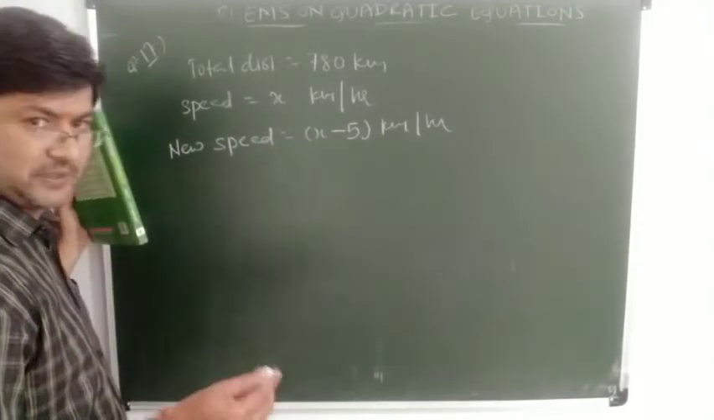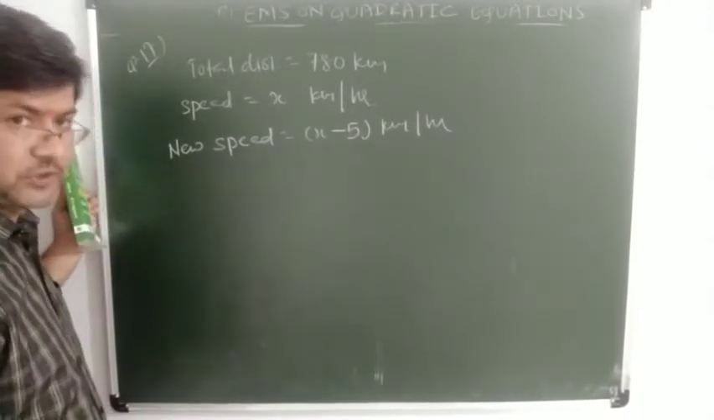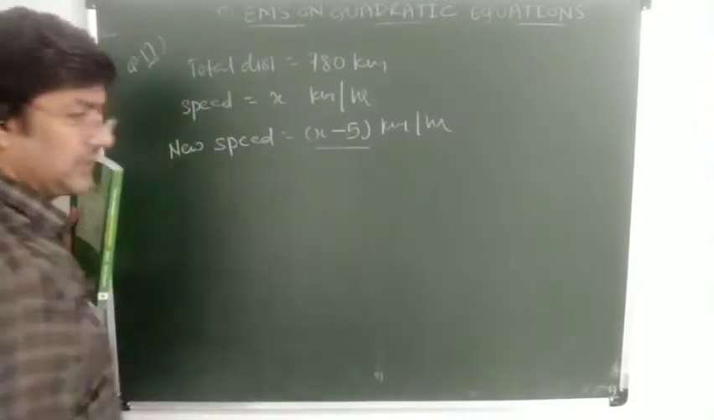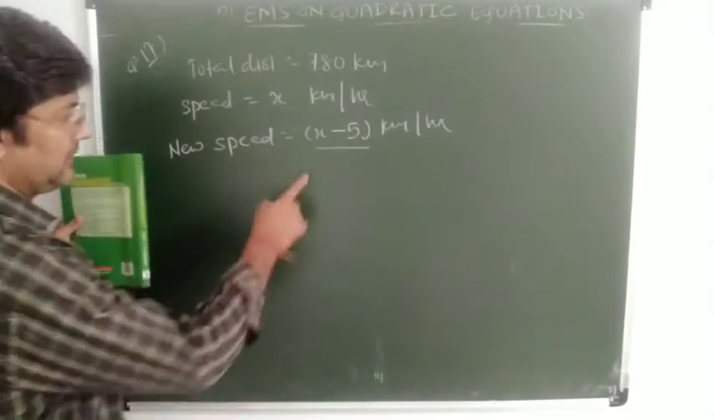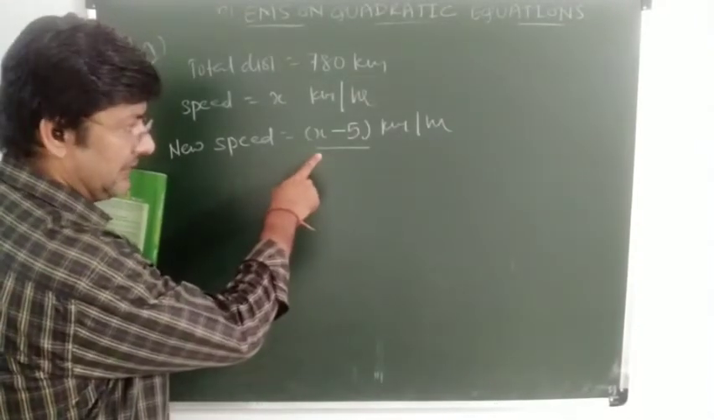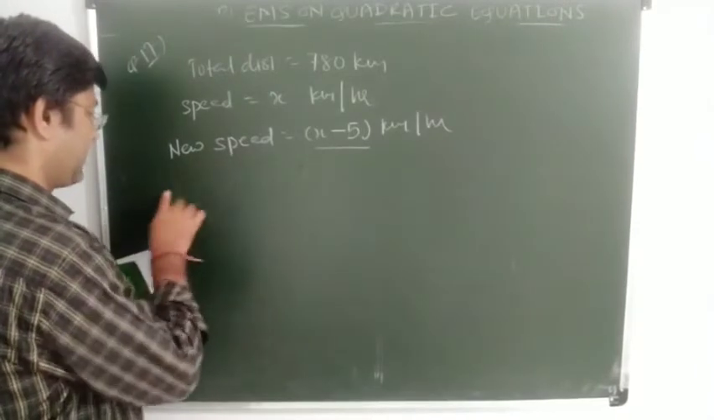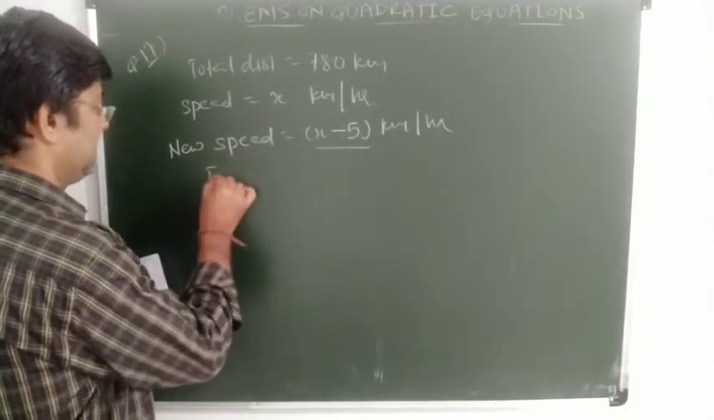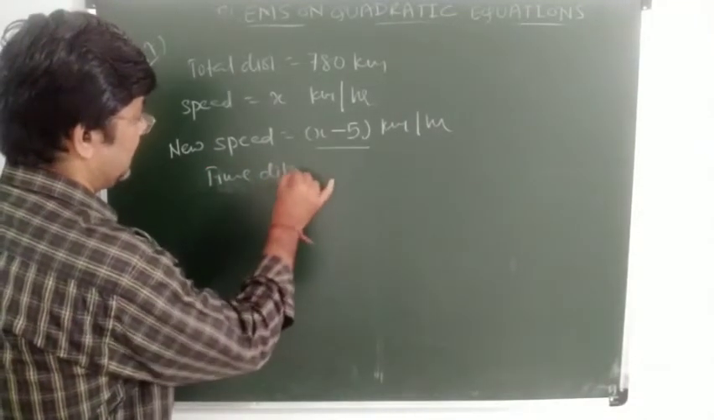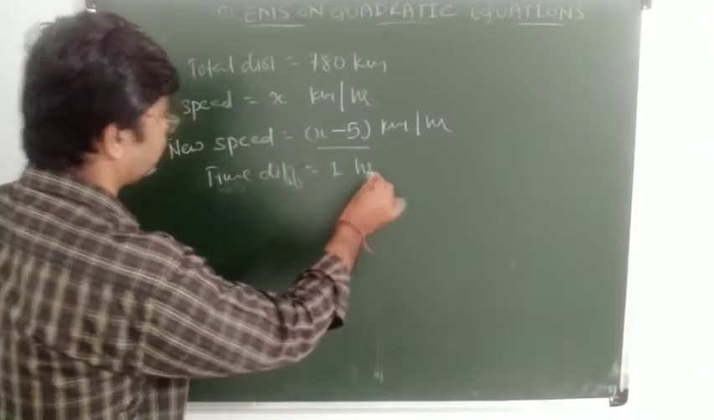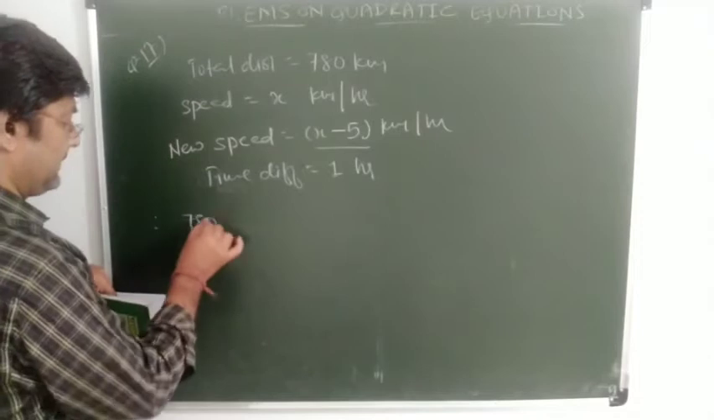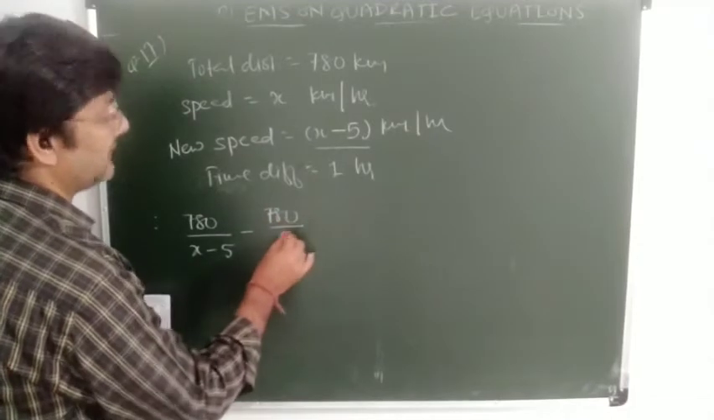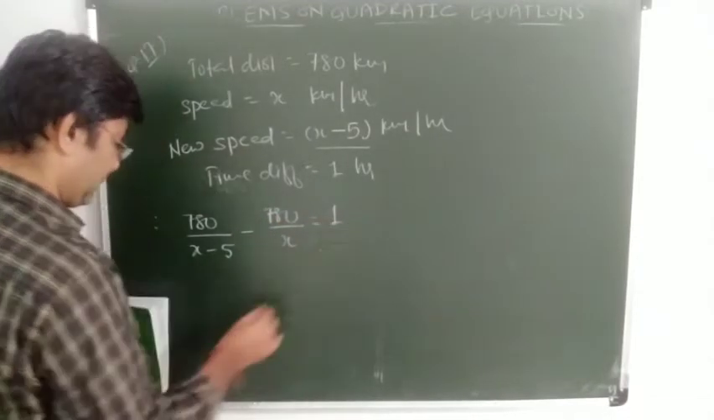Clear? So expression for time is obviously distance upon speed. It is very clear, the less the speed, the more the time taken. So time taken will be more if you move at x minus 5 km per hour, and therefore I will write down the difference. Time difference is given, time difference is 1 hour. So 780 upon x minus 5 minus 780 upon x is equal to 1.